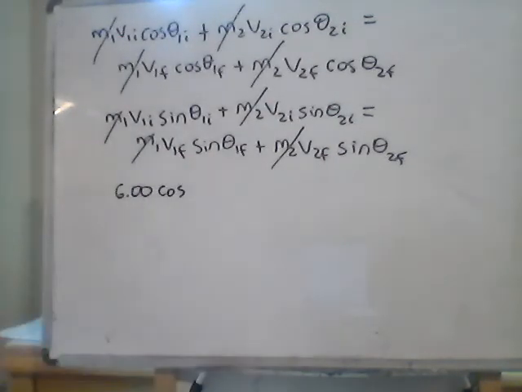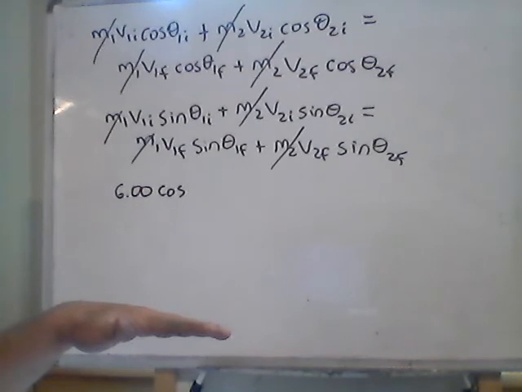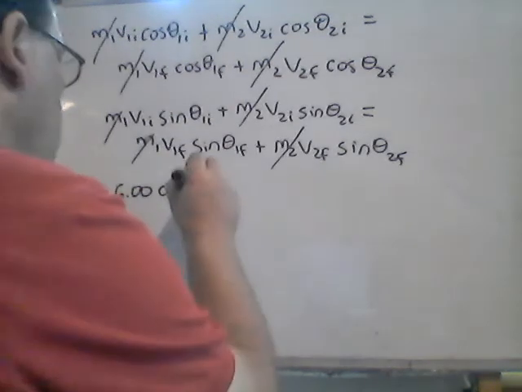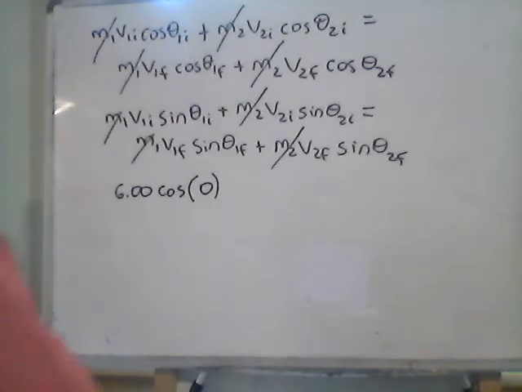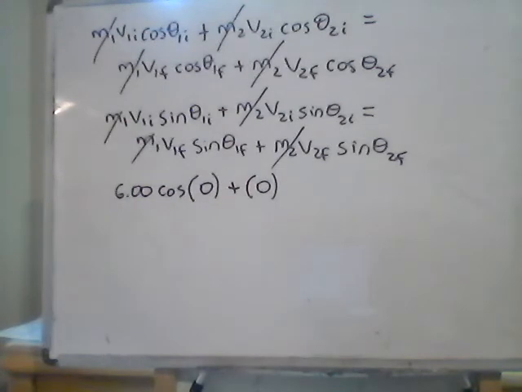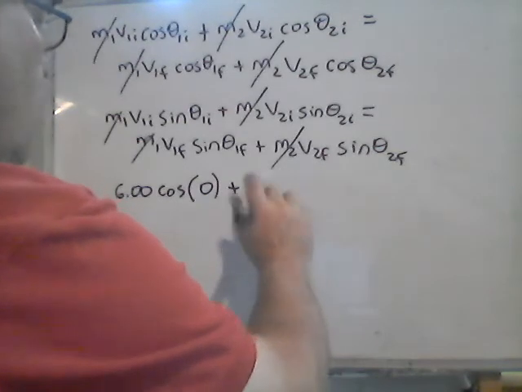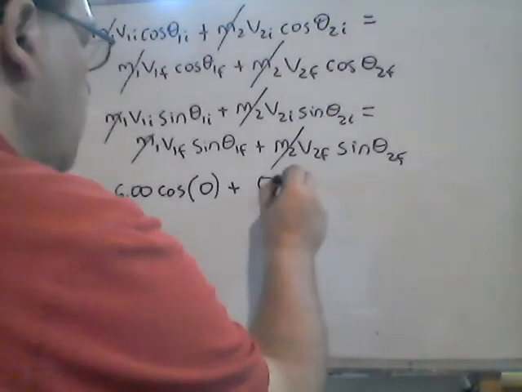Cosine, what did I say theta 1i was? I'm going to set the coordinate system up such that the x-axis is aligned with the initial direction of mass 1. So theta 1i is 0, so it's the cosine of 0. Great. v2i: puck number 2 was initially at rest, so that's 0, and I don't care what cosine theta 2i is. This whole second term is just zero. It's not moving. Equals.